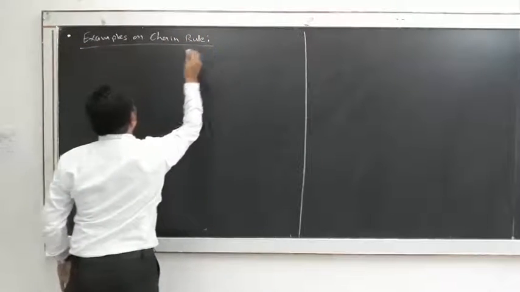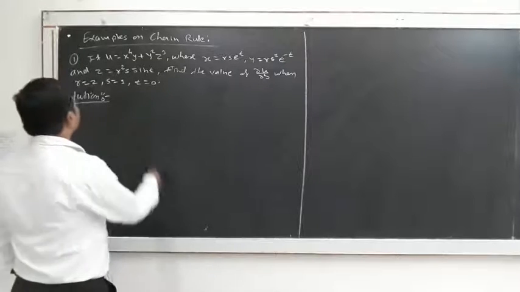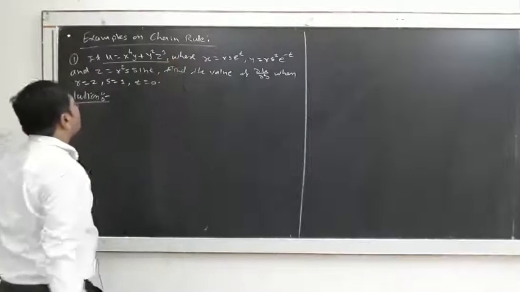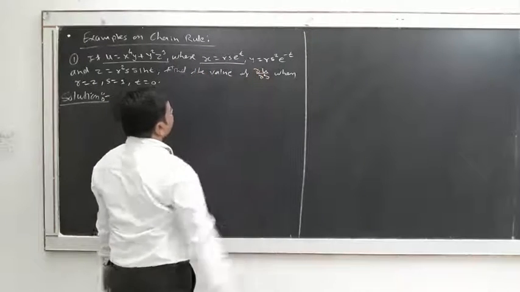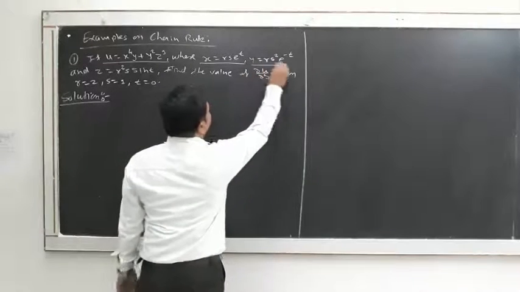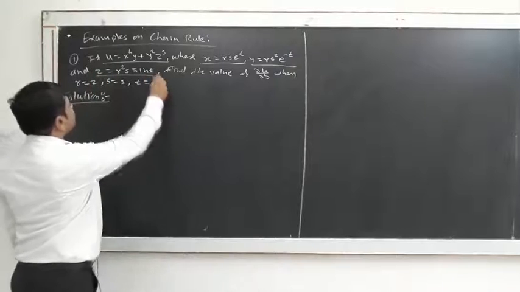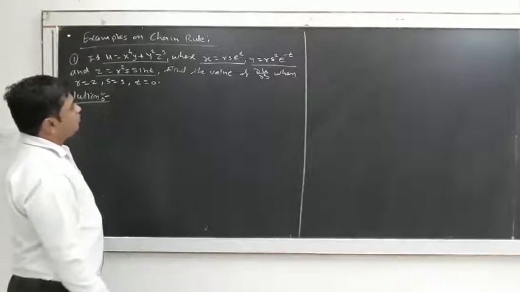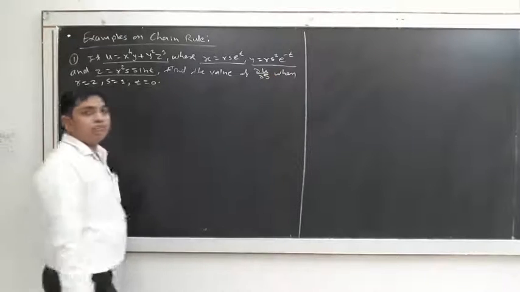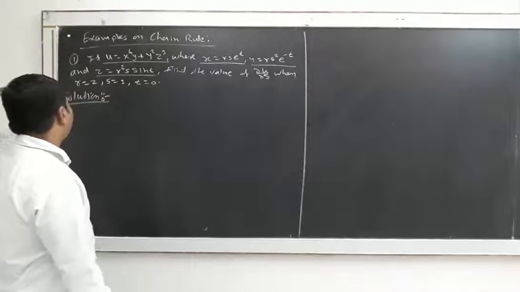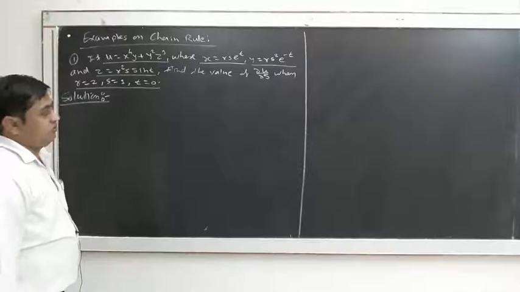So we will write the first example. If u is equal to x raised to 4 y plus y square z cube, where x is equal to r s e raised to t, y is equal to r s square e raised to minus t, z is equal to r square s sin t, find the value of del u by del s when r is equal to 2, s is equal to 1 and t is equal to 0.